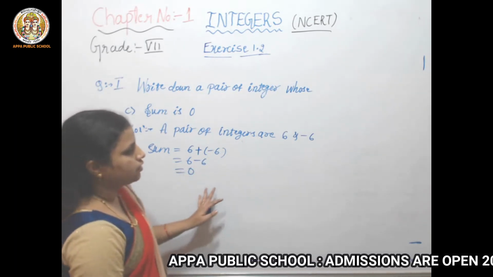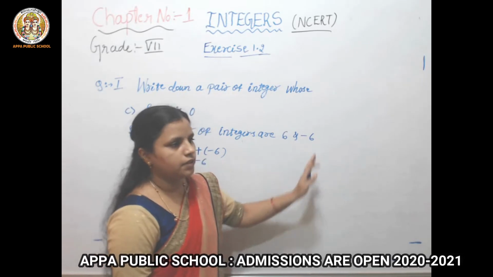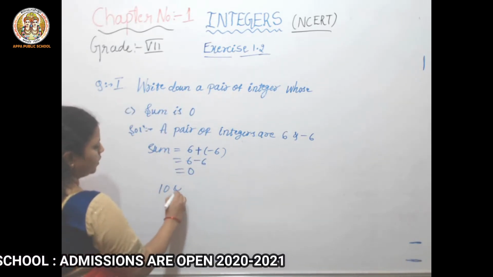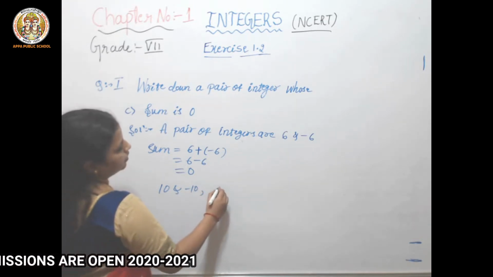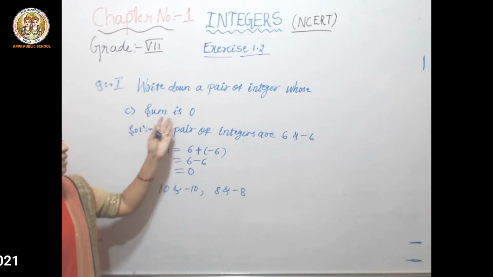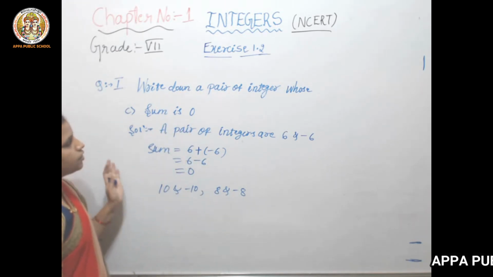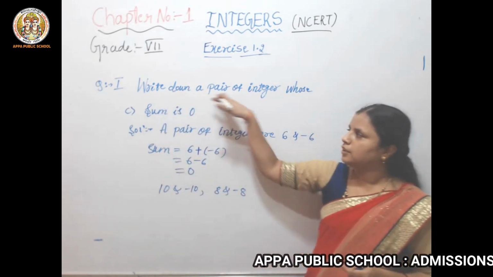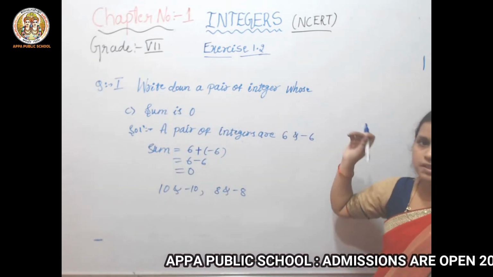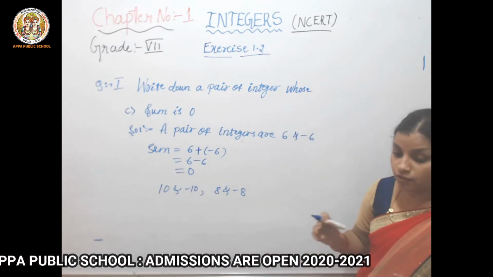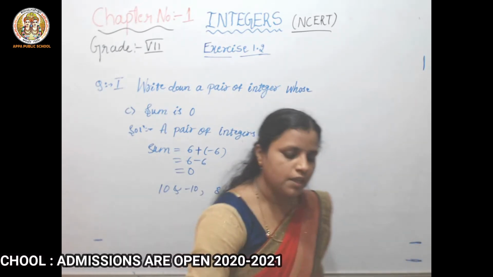And here also the condition that you can try with any number. One more example I give: 10 and minus 10, 8 and minus 8. So these are all the examples for the sum as 0. So with this we completed the first bit, write down a pair of integers. Please concentrate on the question. And for the second one, I will say how the conditions change.